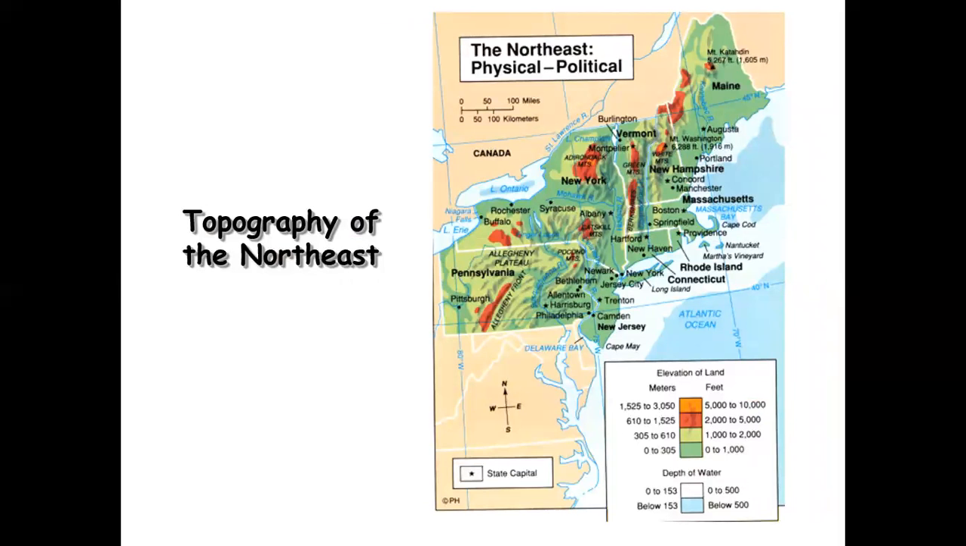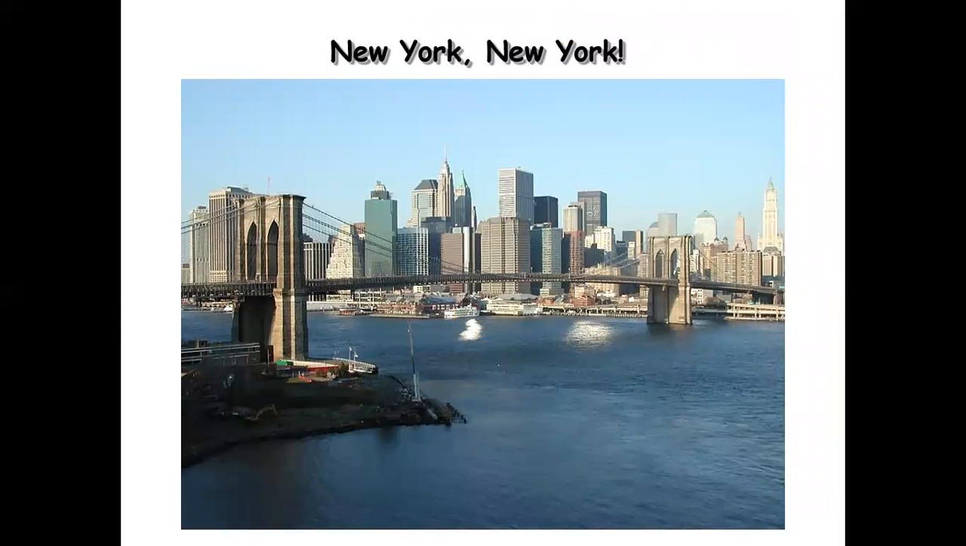All right, the Northwest. So we have the elevations here. There are some mountains in the Northeast, but for the most part, it is mountainous in some areas, but it's nothing compared to what we have out west. Now, we do have New York City, right? Here's the Brooklyn Bridge. I plan on going there one day because it's one of the oldest suspension bridges in the world. It's definitely the oldest one in the United States, if I recall correctly.